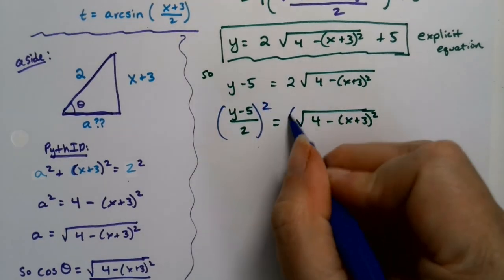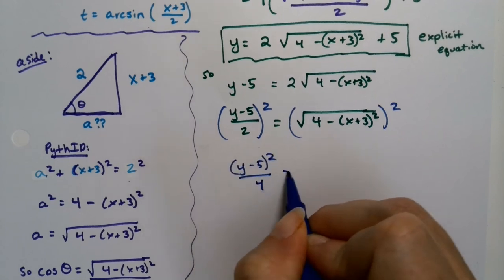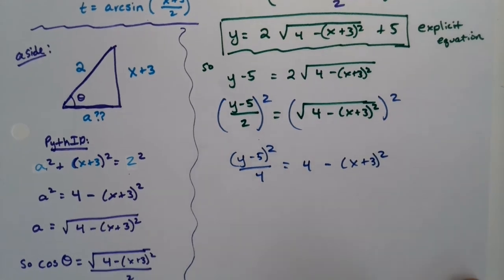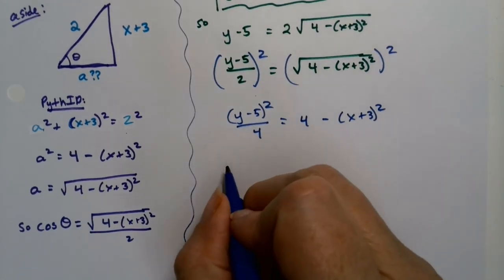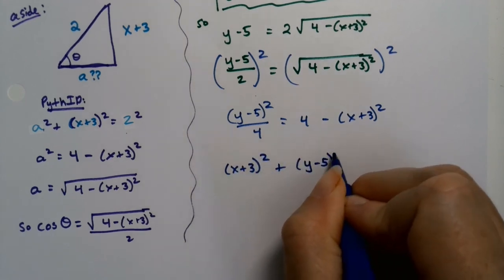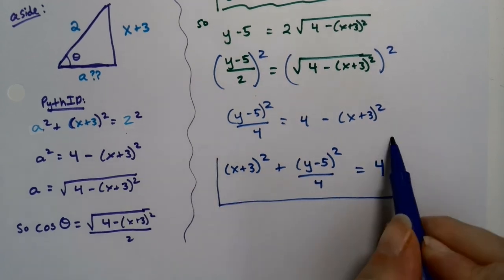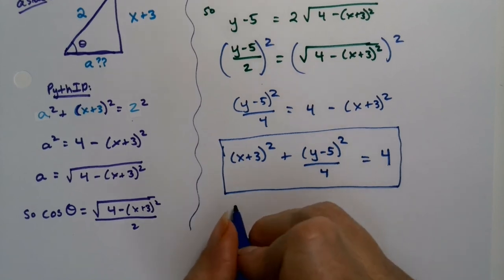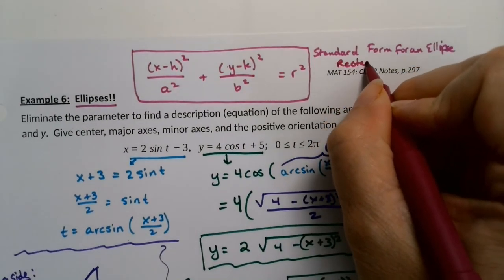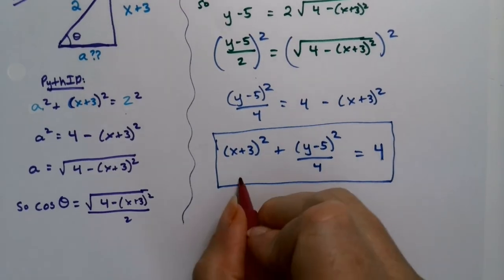Now I can just square this, and I'll have (y minus 5) squared over 4 equals 4 minus (x plus 3) squared. So if I add this to the other side, (x plus 3) squared plus (y minus 5) squared over 4 is equal to 4. That's the standard rectangular form for an ellipse. I guess I should have put that. Standard rectangular form, right? Because it's x and y.